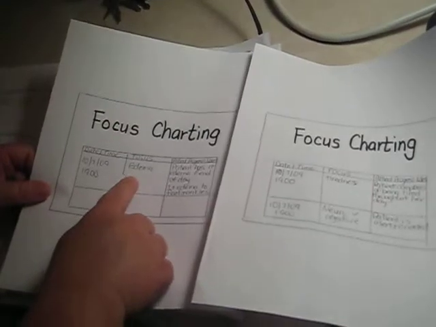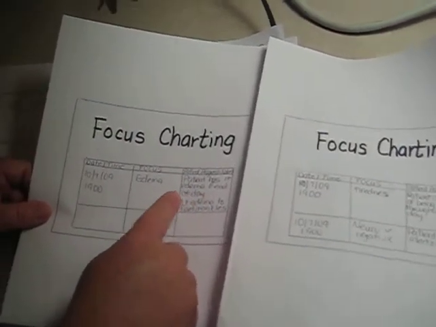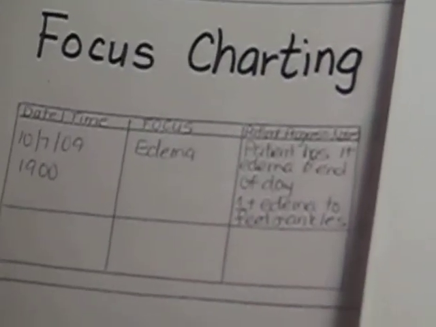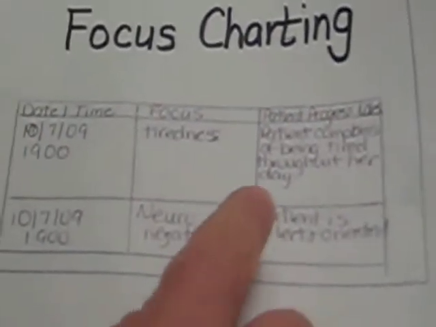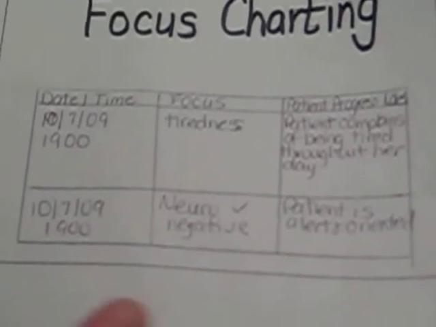And I did my focus charting on my patient, who had edema, and the patient progress notes. She stated she had edema at the end of the day, 1 plus edema to feet and ankles. My other focus was her tiredness. Patient complains of being tired throughout the day. A negative on the neuro check. She was oriented and alert. And here is my homework for chapter 22, assessing health status. And that is all done.